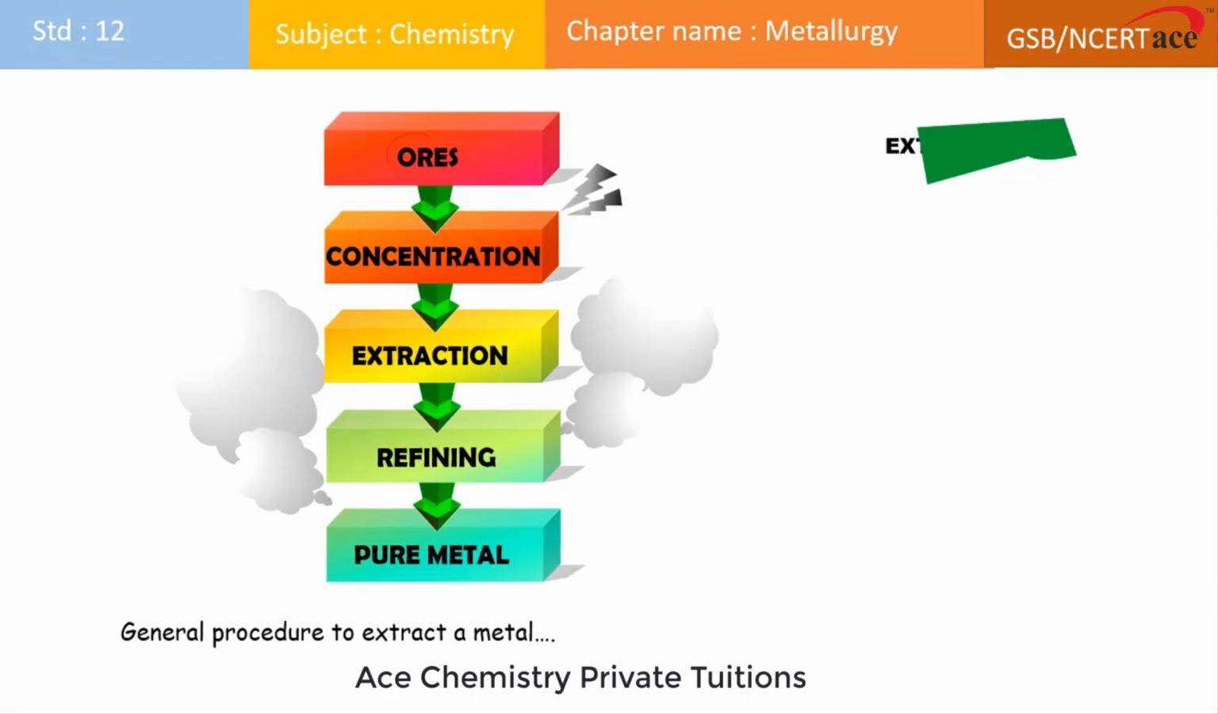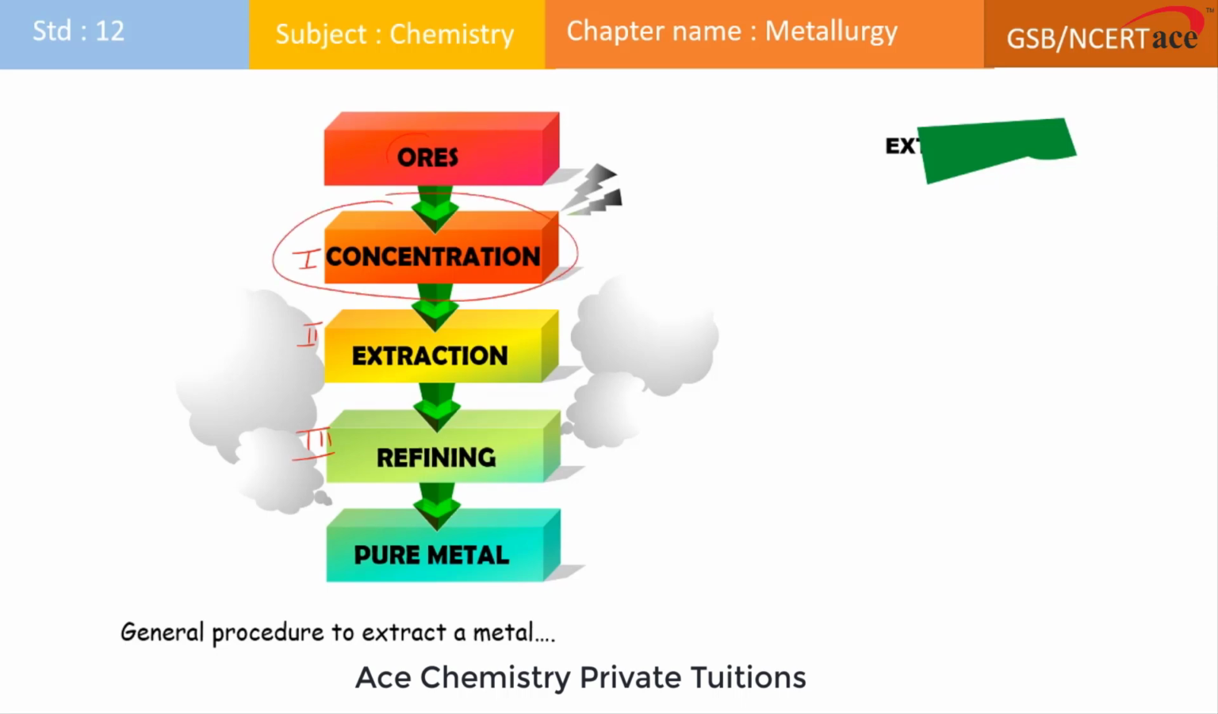So in the previous lecture, we had discussed various terms involved in metallurgy, and we also understood that in order to extract pure metal from its minerals or the ore, there are three main steps required. The first step is what? Concentration. Second is what? Extraction. And the third is what? Refining. So we had discussed concentration.